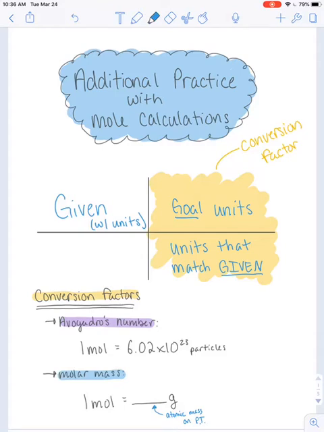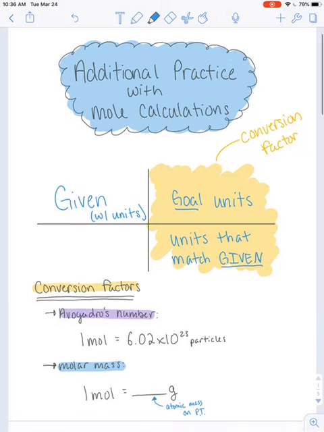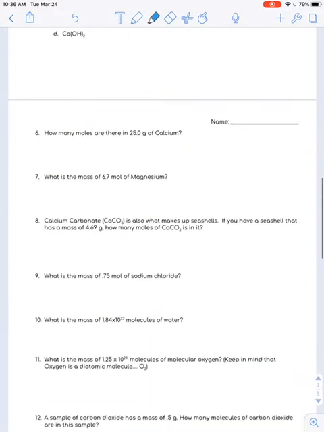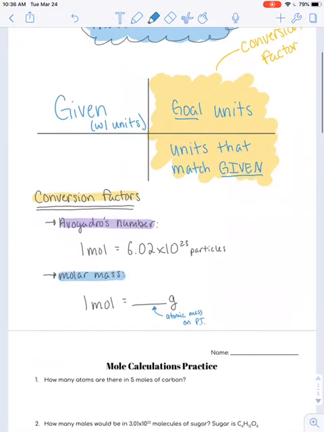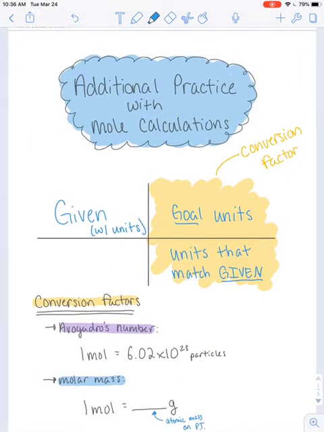Hey guys, I wanted to make a quick video about going over some mole calculations practice problems. You have this worksheet that you're going to need to do, and I just wanted to go over a few more just in case you need the extra help.